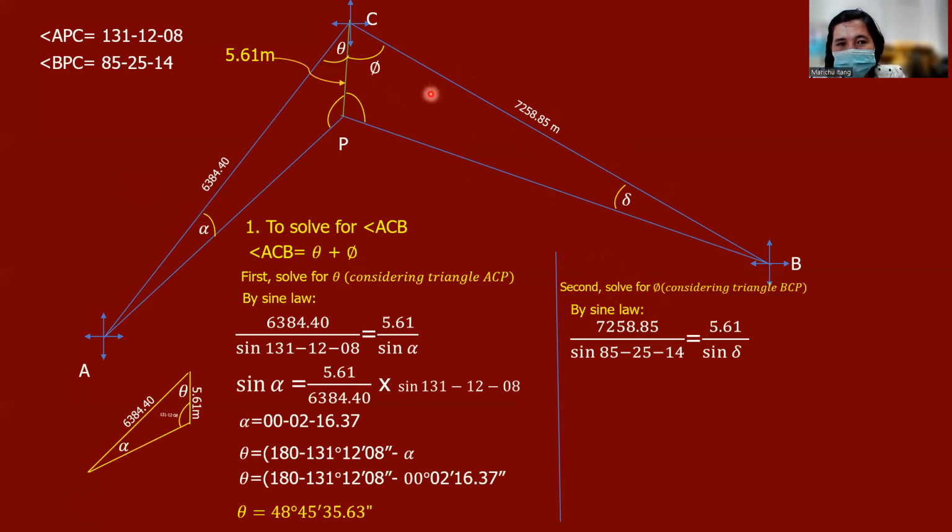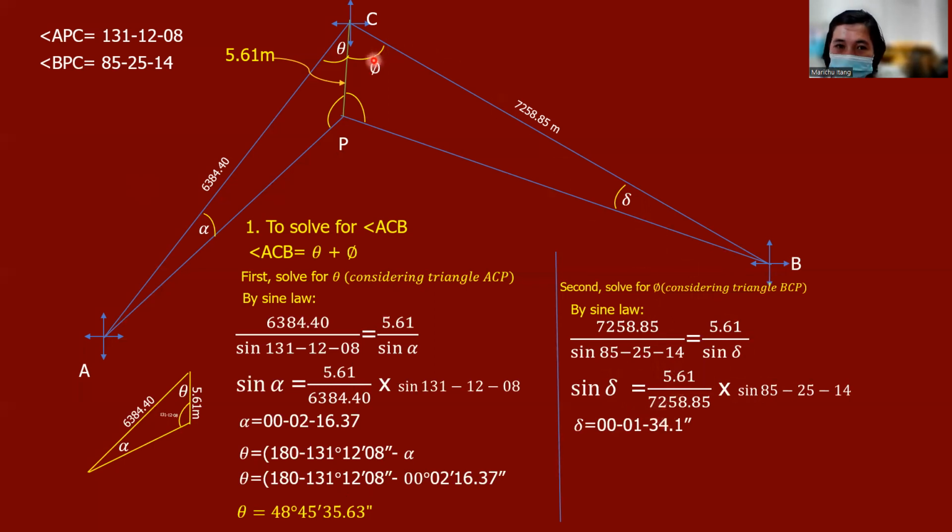And then they have the distance 5.61. Yung opposite na this line nito is yung angle gamma. So this one is gamma. So 5.61 over gamma. So you just cross multiply, then you can get the value of gamma. So gamma would be, just evaluate this one. Gamma would be 0 degrees, 1 minute, and 34.1 seconds.